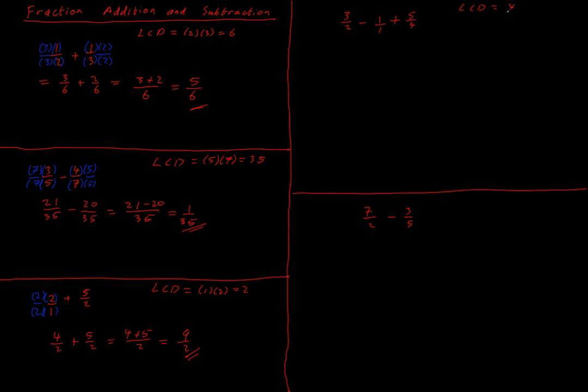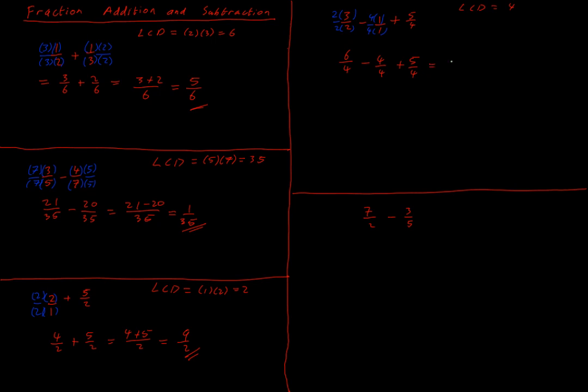4 divided by 4 is 1. 1 divided by 4 is 4. 2 divided by 4 is 2. So I want to get 4 as the denominator underneath everything here. So I need to multiply this 2 by 2, and I must do the same thing on the top. I must multiply this 1 by 4 and do the same thing on the top. And I don't have to multiply this by anything because it's already 4. So I end up with 6 all over 4 minus 4 all over 4 plus 5 all over 4.